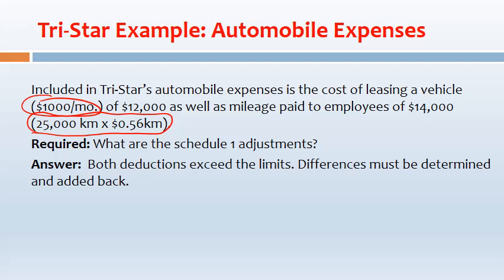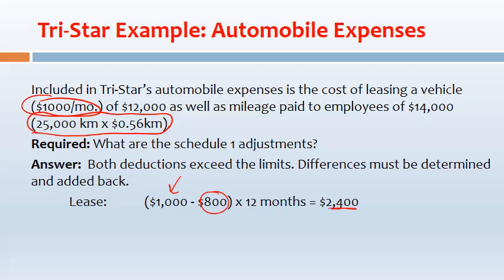Well, both of these deductions exceed what the limits are, so any differences have to be calculated and then added back. So we're going to start with the lease. We know that the limitation is $800 a month, and we know that they paid $1,000 a month. So the difference between those two things is $200. Times that by 12 months, that equals a $2,400 add back.